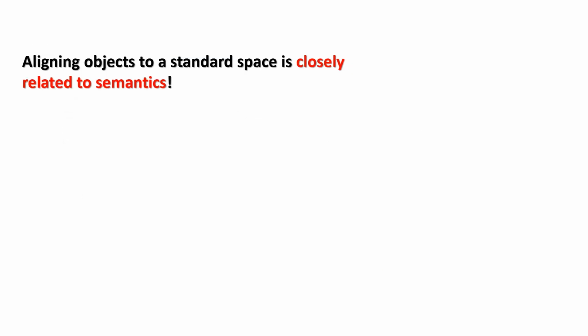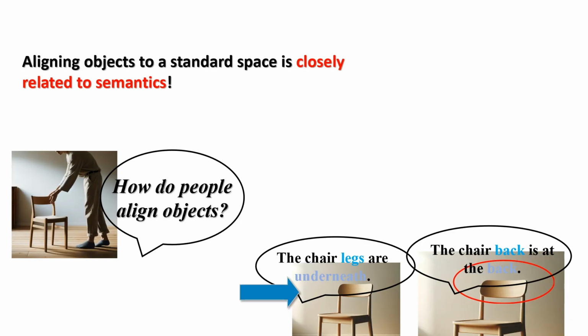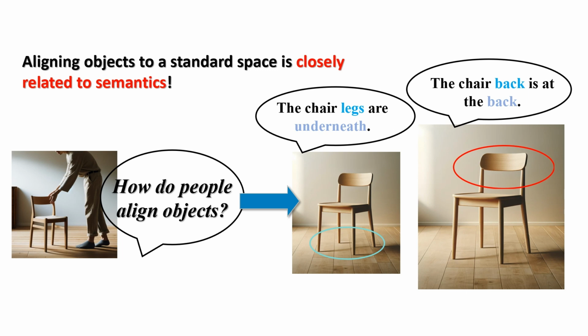Our key insight is that alignment is closely tied to semantics. For example, when aligning a chair, we position its legs on the ground to establish the upright direction and set the back as the rear, completing the canonicalization process.